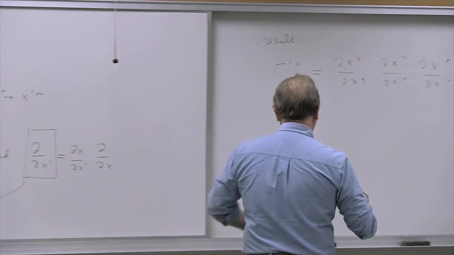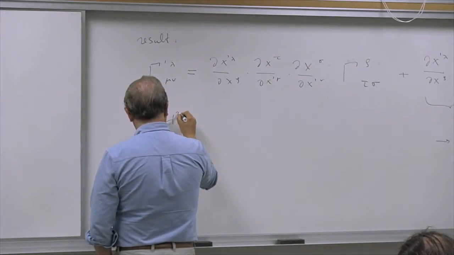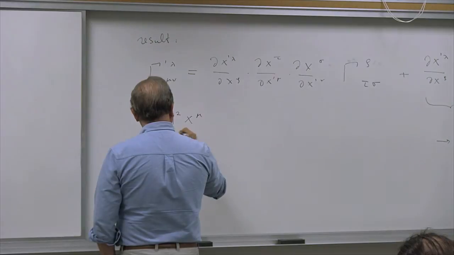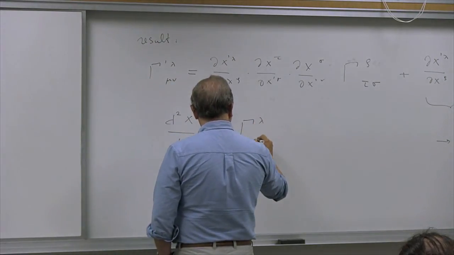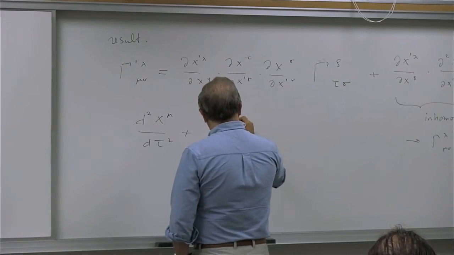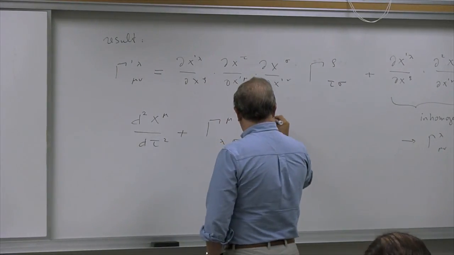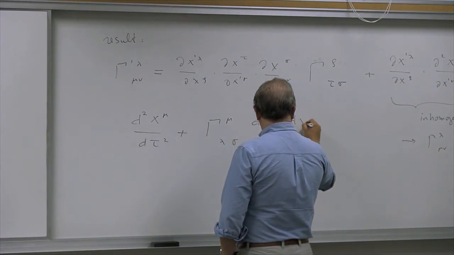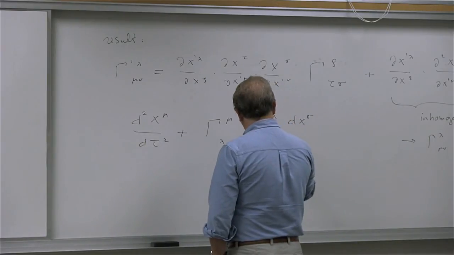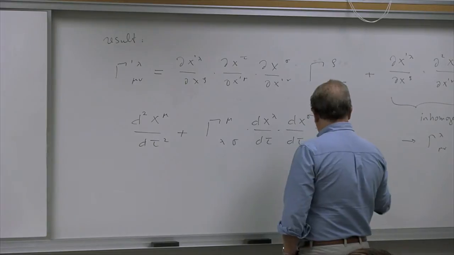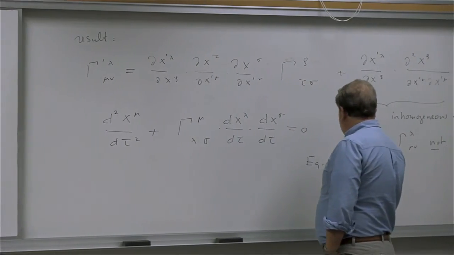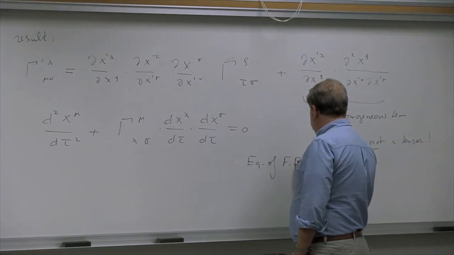Equation of free fall, very good, right? So you have the equation for free fall, which is the second derivative of x^μ with respect to τ squared plus Γ^μ_λσ times dx^λ/dτ dx^σ/dτ. That is equal to 0, right? This is the equation of free fall.